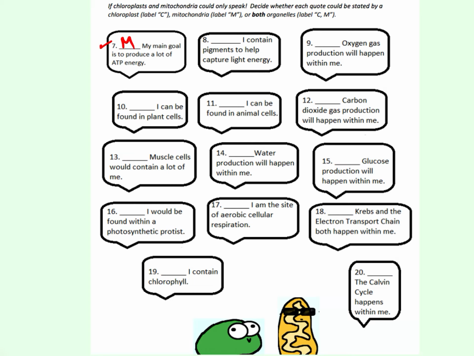I contain pigments to help capture light energy. Hopefully that's easy. This is the chloroplast. Oxygen gas production will happen within me. So what creates oxygen gas? That's going to be the chloroplast. I can be found in a plant cell. Plants have chloroplasts and they have mitochondria. So that's both. I can be found in animal cells. Well, animal cells don't photosynthesize. They only have cellular respiration, so just the mitochondria. Carbon dioxide gas production will happen within me. So what process creates carbon dioxide? That would be the mitochondria.